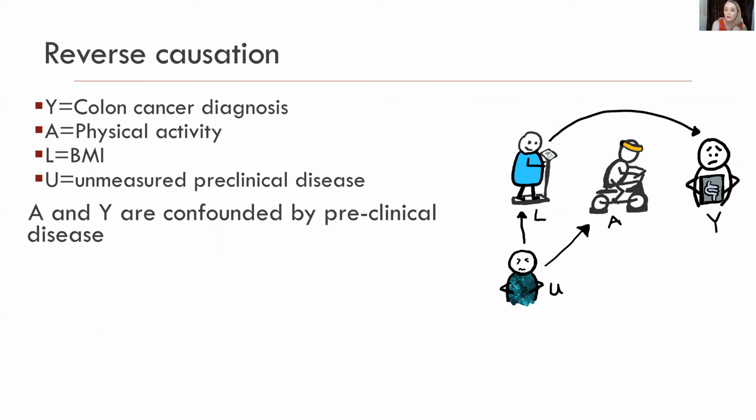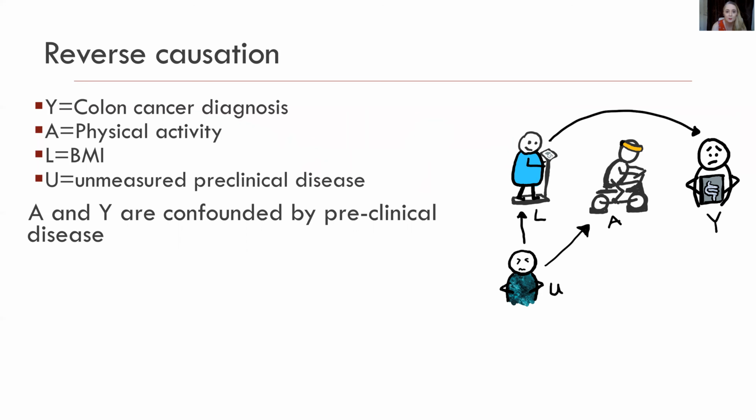So now I want to go through some common structures and how they might look in a DAG. The first one I want to talk about is what we call reverse causation. Reverse causation comes about when we think that we have found an exposure that is a cause of some outcome, but really we have confounding by pre-existing undiagnosed disease. So in this DAG, we represent that for the problem of the relationship between physical activity and colon cancer. Here, our variable A is a little individual doing physical activity. That's our exposure of interest. Y is an individual with colon cancer. That's our outcome of interest.